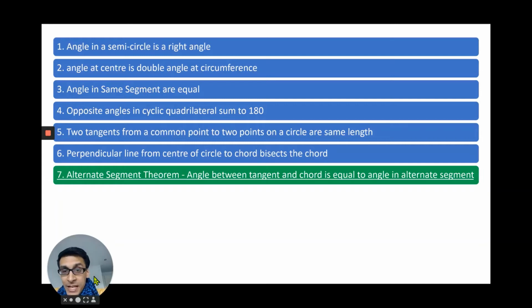The alternate segment theorem. This is the most wordy one. It's not necessarily that difficult, but it's probably the hardest one of all the theorems to recognize because they can kind of hide it within lots of other theorems. So we'll look at the proof for this. We'll look at some examples first.